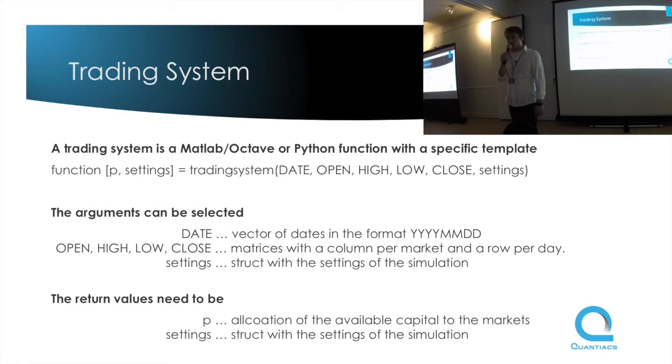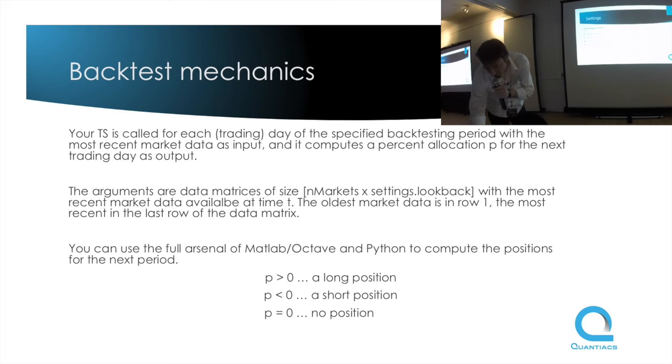And you're asked to compute as output, as return value of the function, a vector P that has an entry for every market in your portfolio. This vector P, if it's positive, it's a long position. If it's negative, it's a short position. If it's 0, you don't trade the market at the moment at all. P is a percent allocation of the available capital at time t to that particular market. So the sum of P is always normalized to 1 in the backtest.